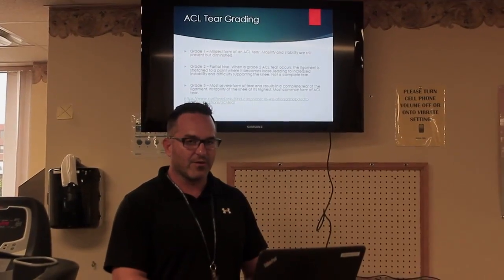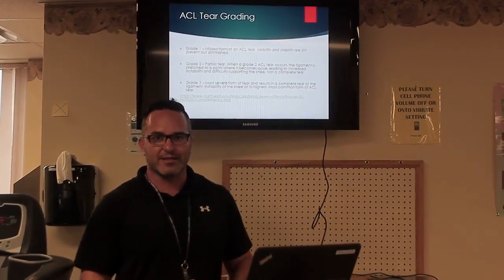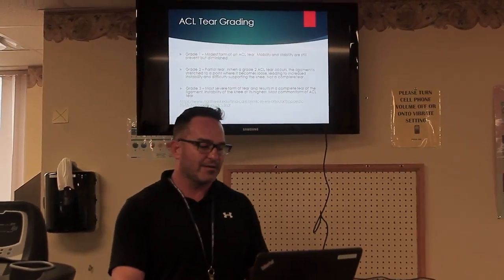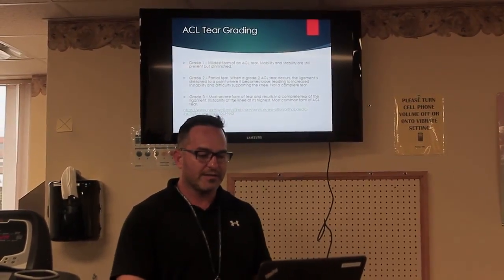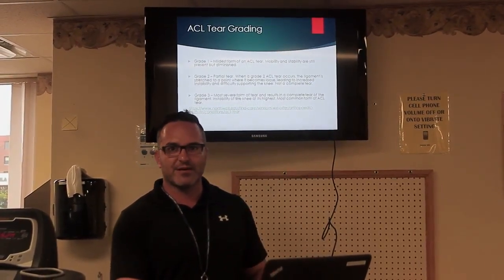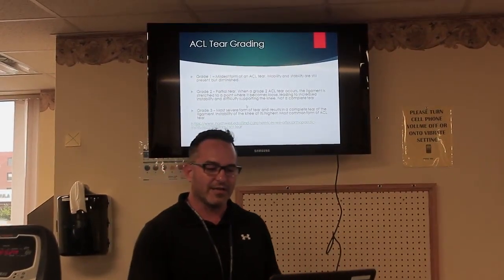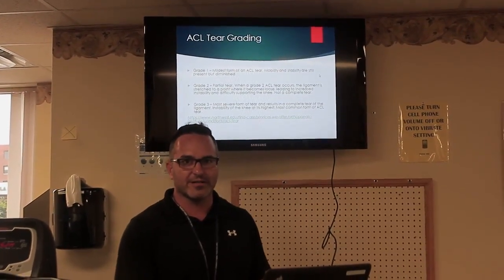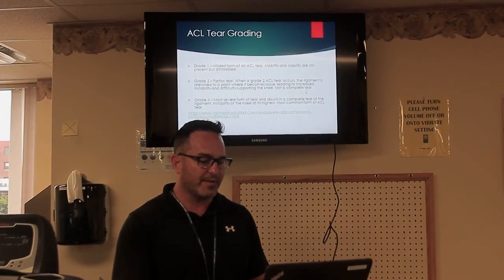Grade 1 is the mildest form. Mobility and stability are still there. You're not going to really see any change in mobility or their gait pattern. Grade 2, a partial tear. This is when you start to see some compensation patterns when you're walking, moving, getting up from a chair, doing anything that's weight bearing. You can see maybe some grimacing on their face from some pain.